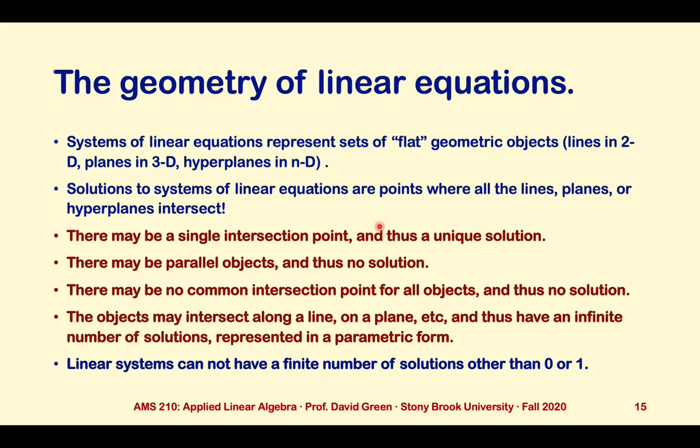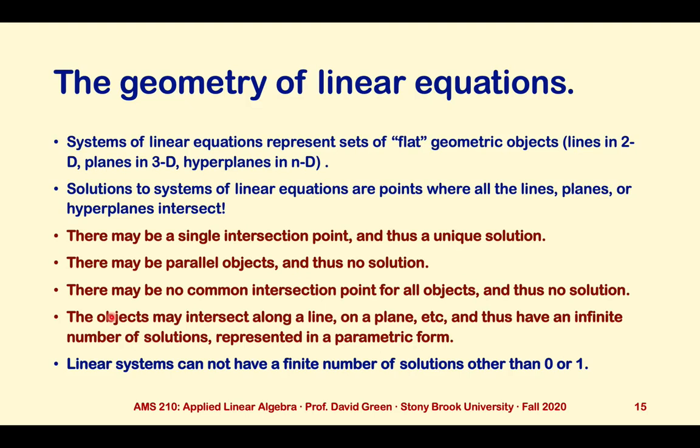Right? So we can have a unique solution. We can have no solution because some of the objects are parallel. We can have no solution because they simply don't share a common intersection point. Nothing's parallel, they just don't all come together at exactly the same point. We also can have cases where these objects intersect along a line, along a plane, or so on. In that case, we have an infinite number of solutions, and we can represent that in parametric form.